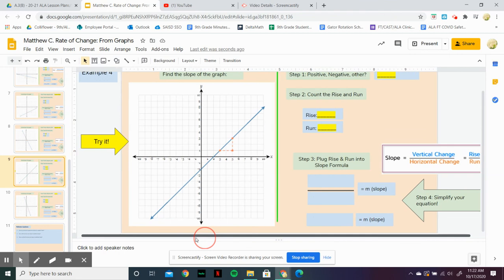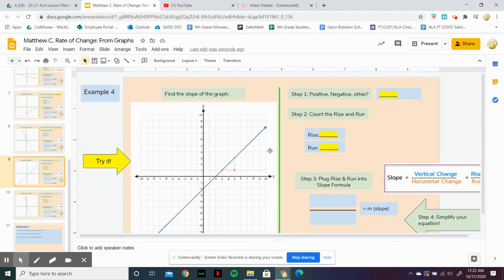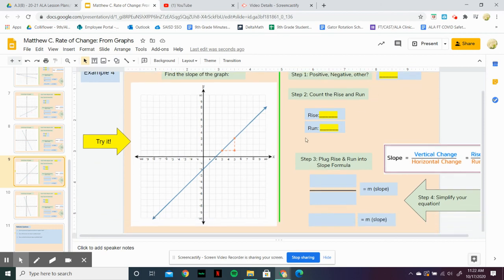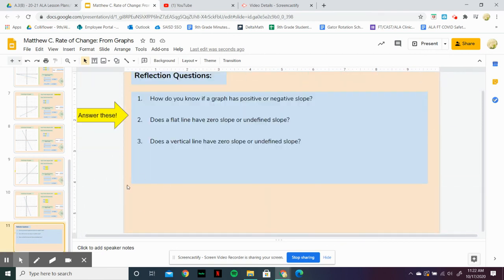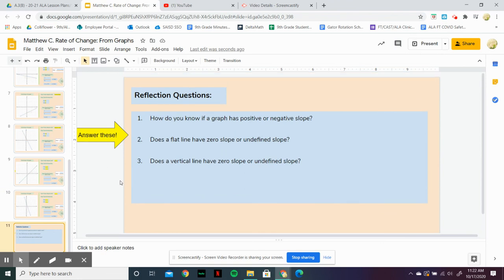Now I want you to try example 4 on your own. Make sure you determine if it's positive or negative. Count the rise and the run by using these 2 coordinate points. Plug it into the formula and simplify. So try example 4, try example 5, and then answer these reflection questions.